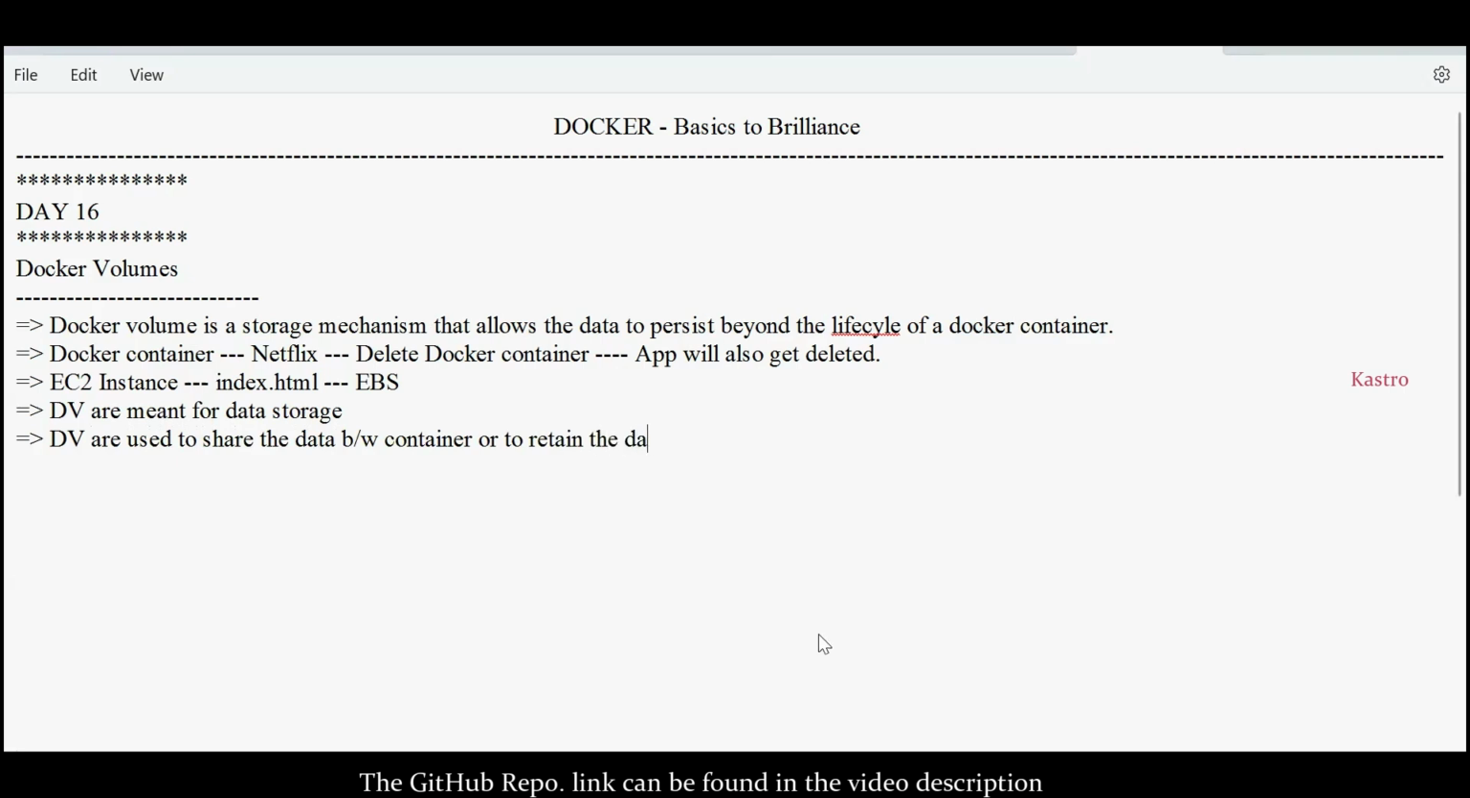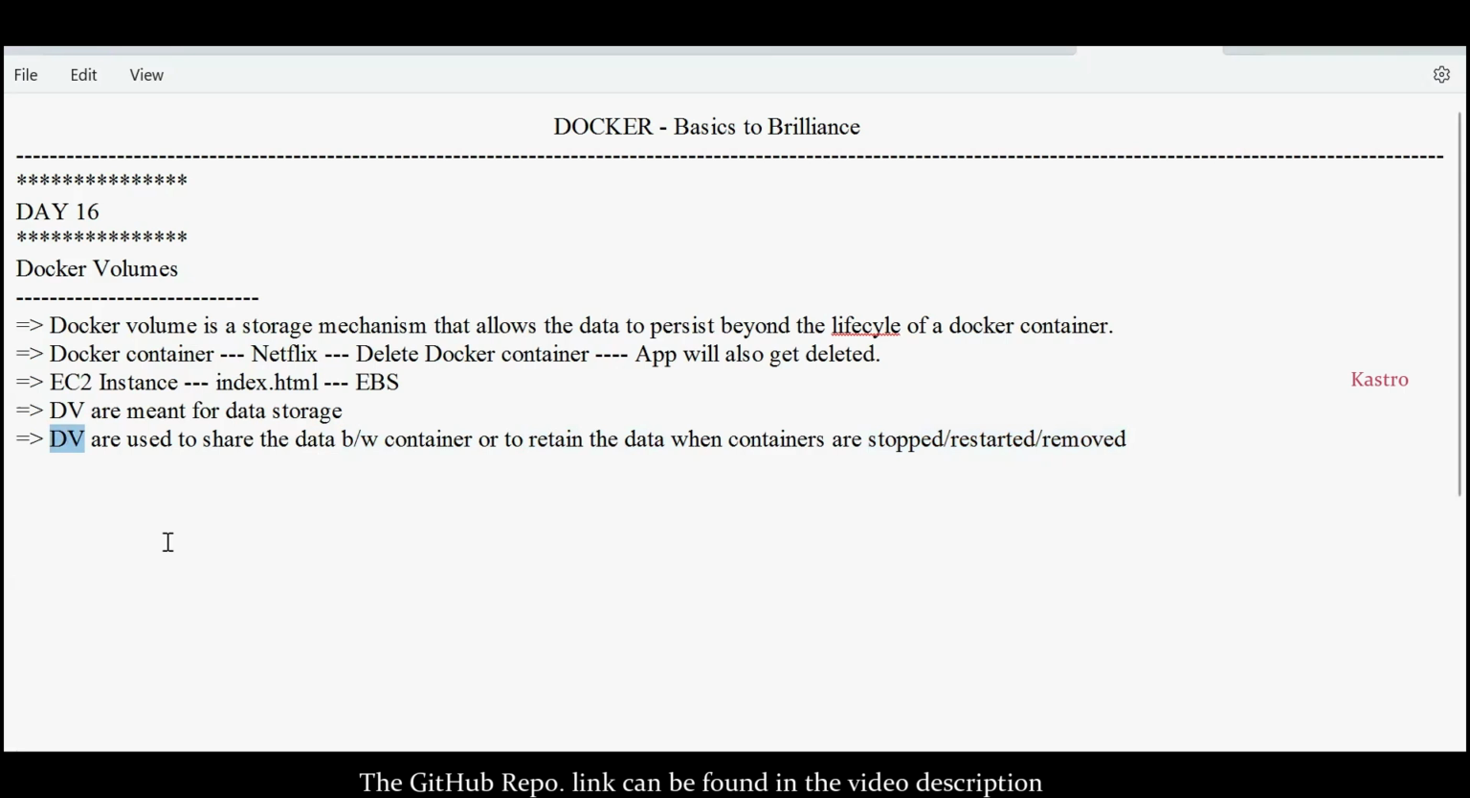They retain the data when containers are stopped, restarted, or even removed. So when you stop the container, if you want to store the data, then we will use Docker volumes. If you want to share the data between different containers, or retain the data when the containers are stopped, restarted, or removed, then we can use the Docker volumes concept.